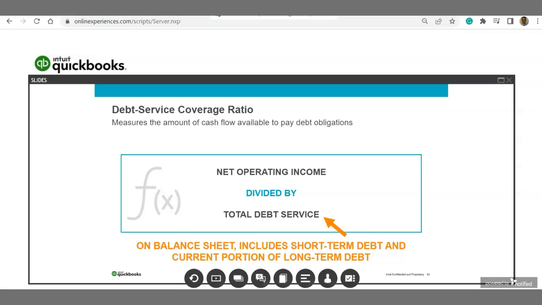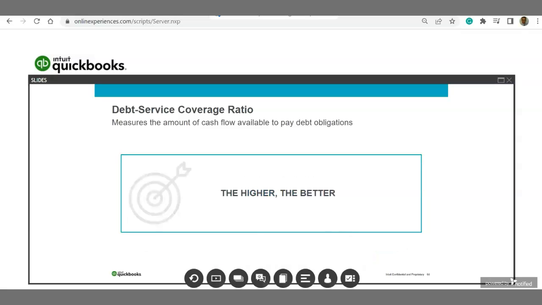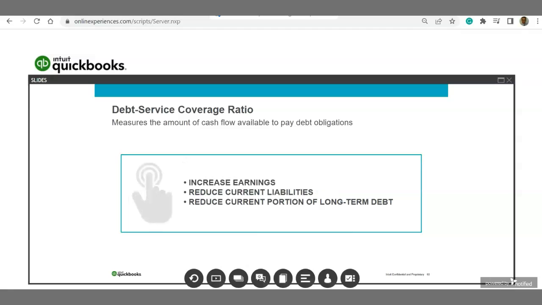And here's my note about that. On the balance sheet, this includes the short-term debt and the current portion of long-term debt. In this case, the higher the income in relation to debt, the better. If this is too low, you could concentrate on attempts to increase earnings or reduce current liabilities and the current portion of long-term liabilities. Pay those down. Look for ways to do that.